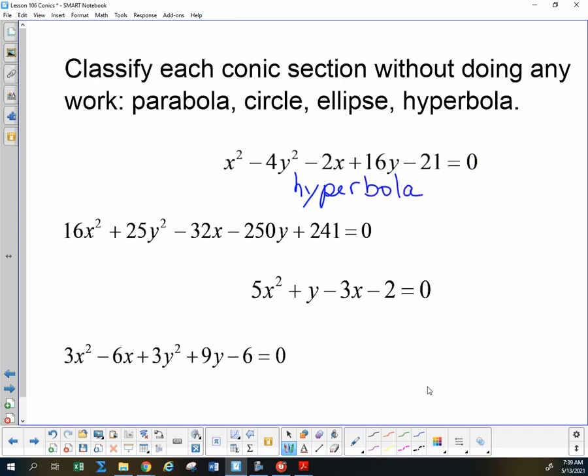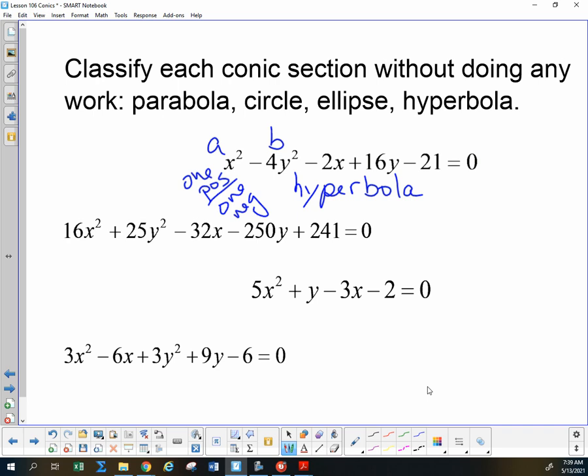And the reason is because the coefficient, if I call this a in front of the x squared and this b in front of the y squared, they are one positive and one negative. Which means they're clearly not equal to each other, but one has to be positive and one has to be negative. So yes, that one is indeed a hyperbola.